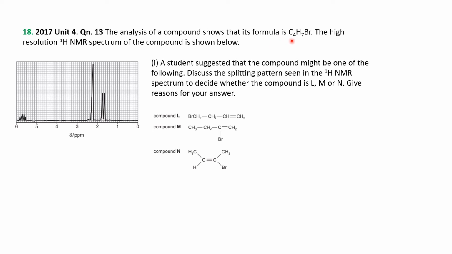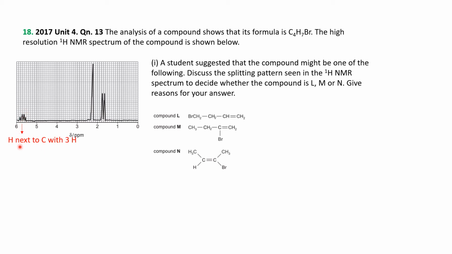Analysis of the compound shows C4H7Br. There's the high-res NMR spectrum. A student discussed it might be one of the following. Discuss the splitting pattern seen to decide whether the compound is L, M, or N. Give reasons. So let's look first of all here.